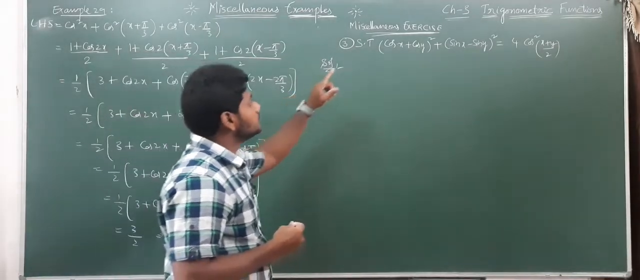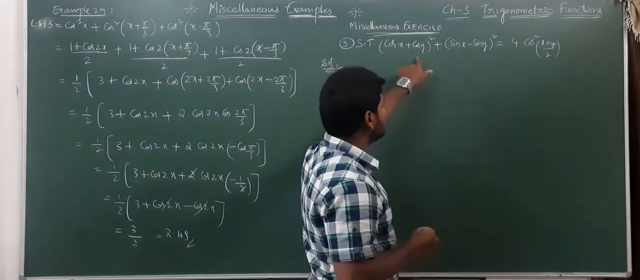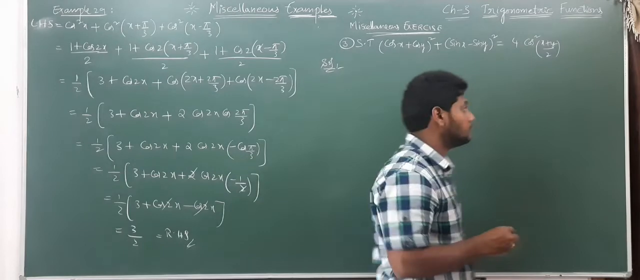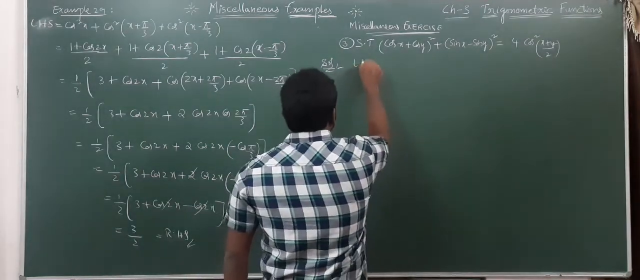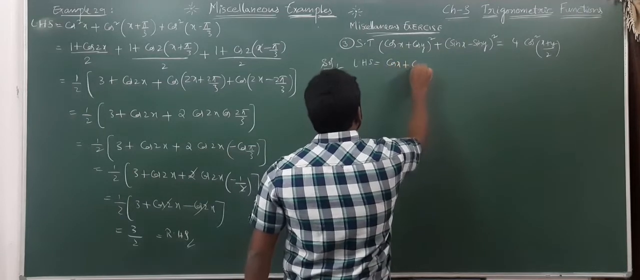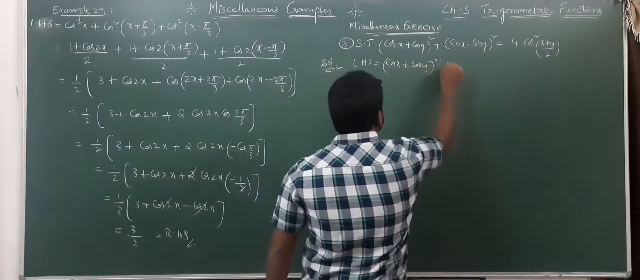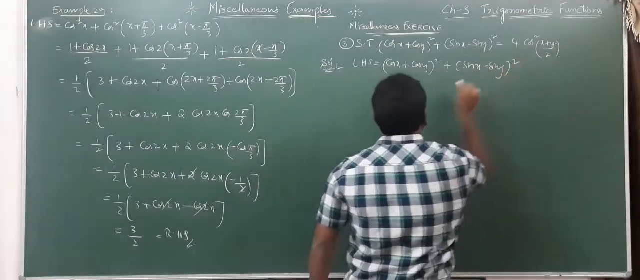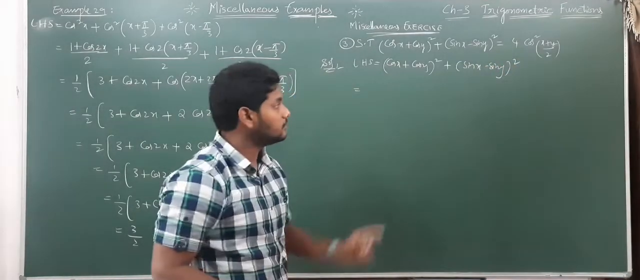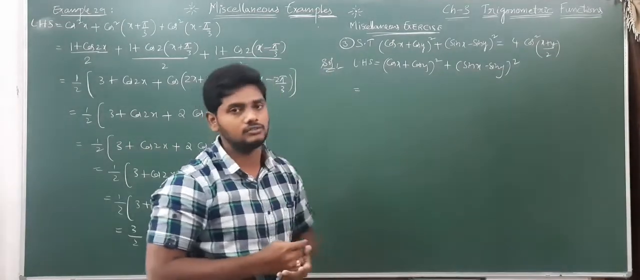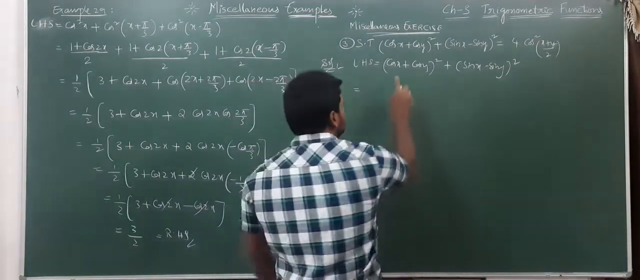See, the question is: show that (cos x plus cos y) whole square plus (sin x minus sin y) whole square is equal to 4 cos square (x plus y) by 2. So here, consider LHS. What is that? (Cos x plus cos y) whole square plus (sin x minus sin y) whole square. But if you observe the RHS, it is in the form of half angles, so based on that we need to do. So first of all, expand this.